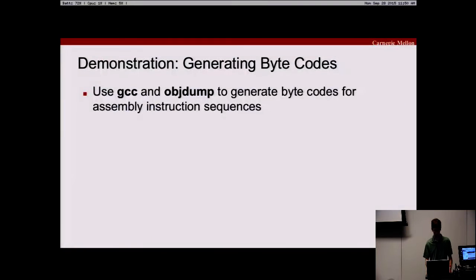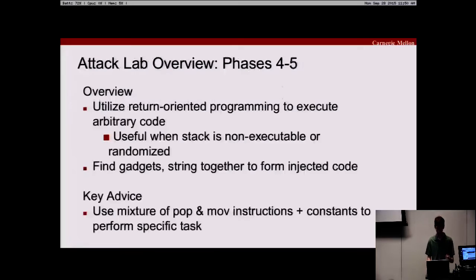Okay, so we can generate the byte codes for an assembly sequence. We type out what we want, we run it through GCC and then objdump, and we get these byte codes for it. Then we'll pass that in to our program, and we'll pass in whatever string we want, and hopefully we overwrite the right parts of the stack with the right things, and then we'll have an exploit, and it will do something interesting.